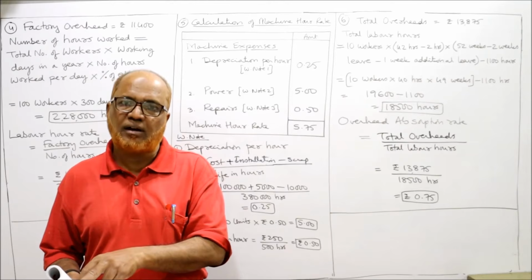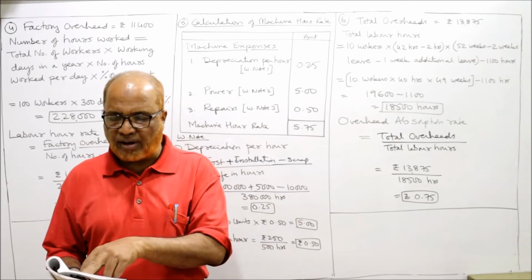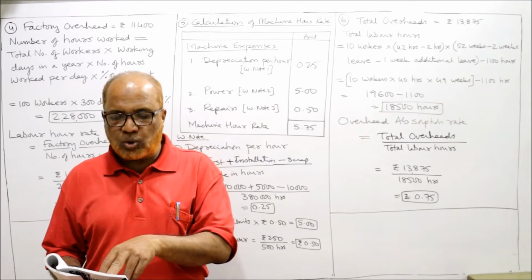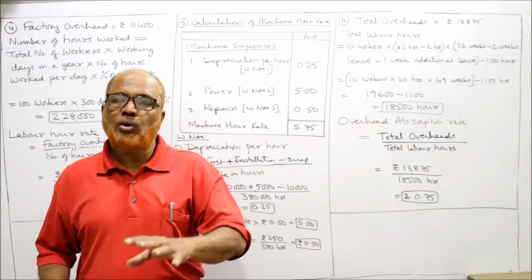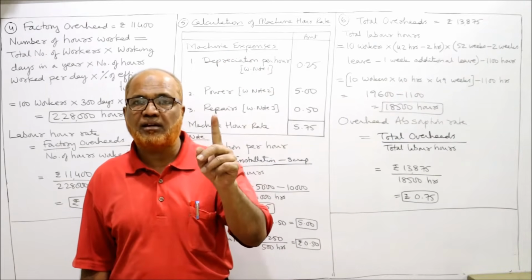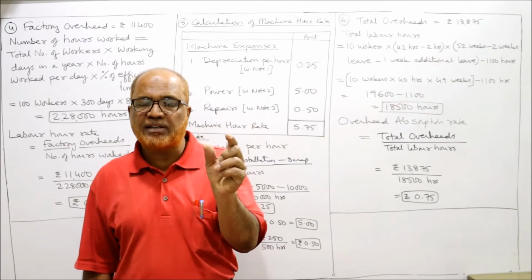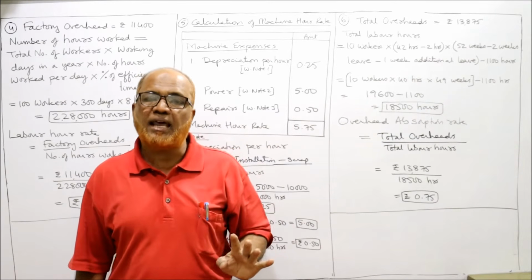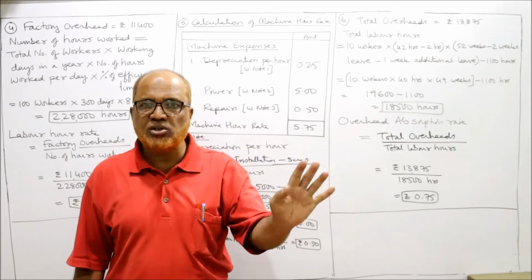5 days means 1 week, because 1 week consists of 5 working days given in the problem. So each worker gets 2 weeks annual holidays. A year consists of how many weeks? 52 weeks are there in 1 year. Out of those 52 weeks, he is taking 2 weeks annual holidays, so for 2 weeks he is not working.